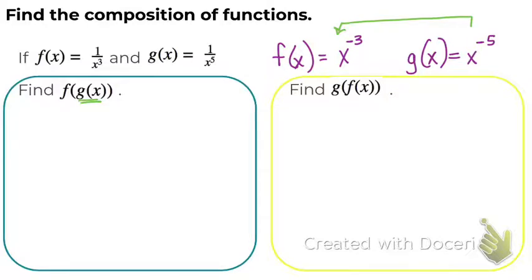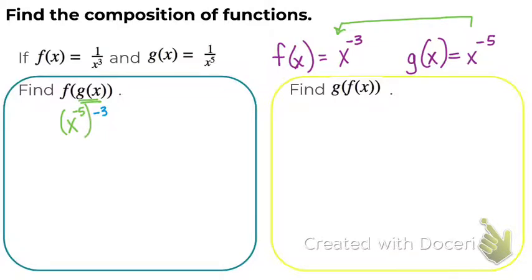So I'm going to first write down what f of x is. And now I'm going to erase the x. And instead of x, I'm going to write what g of x is. Now I'm going to simplify.